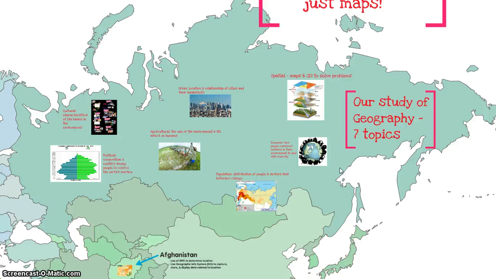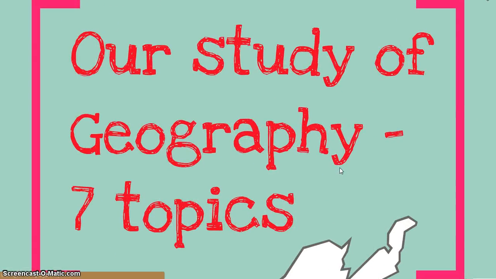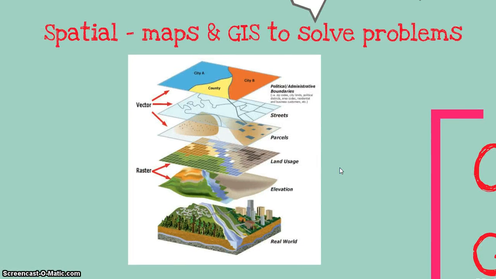So in geography, we're going to study 7 specific topics broken down into 6 units, the last 2 topics being combined. So in studying those 7 topics, the first one we'll look at is spatial geography. That's Unit 1, studying some of the basics about maps, the geographic information systems, to solve problems around the world.